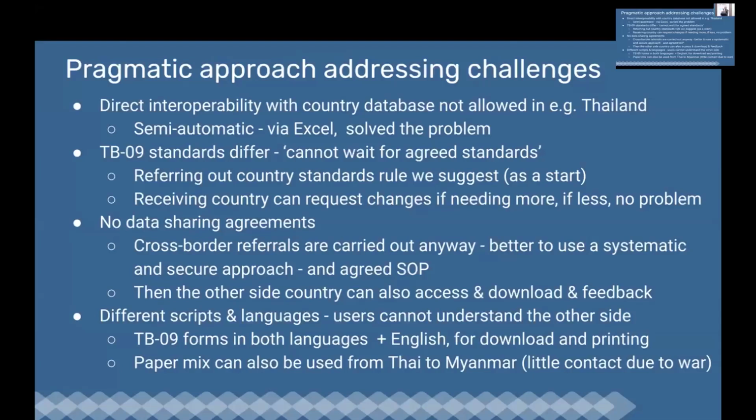And another obstacle was that all countries have different TB09 standards. We are saying that we cannot wait for agreed standards, because we know that standardization will take forever. So the suggestion is that for each of these twin systems, the referring-out country's standards will be used as a rule, as a start. And if the receiving country wants other data in addition, then they can request that. And if they actually need less, which is often the case, then it's not a problem.